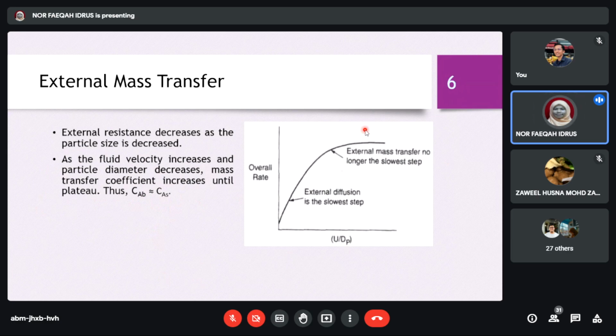Okay, so itu about the process, about how the mass transfer occurs from bulk fluid to the external surface. And now we want to relate it with the rate equation.